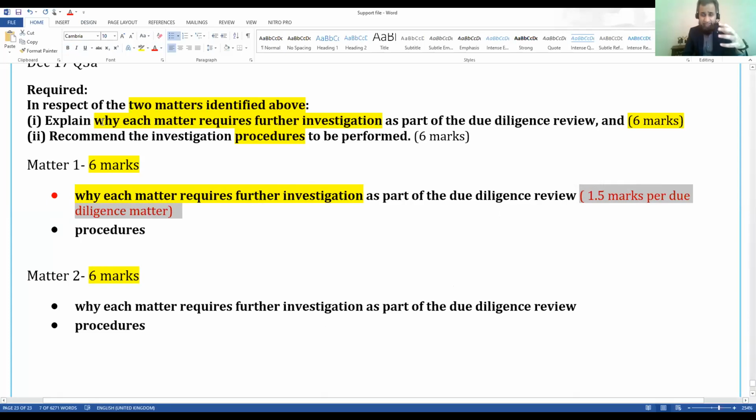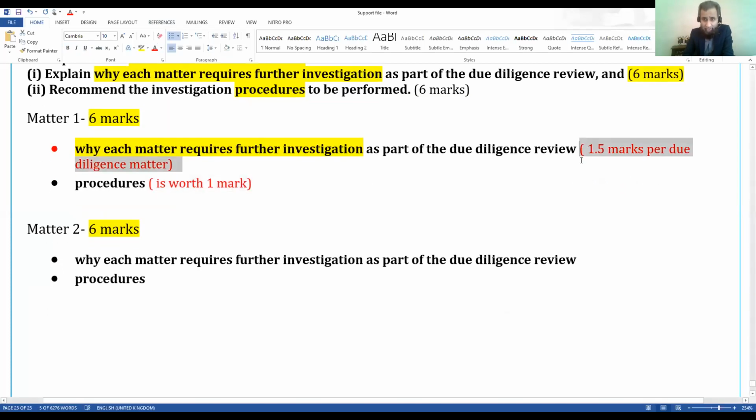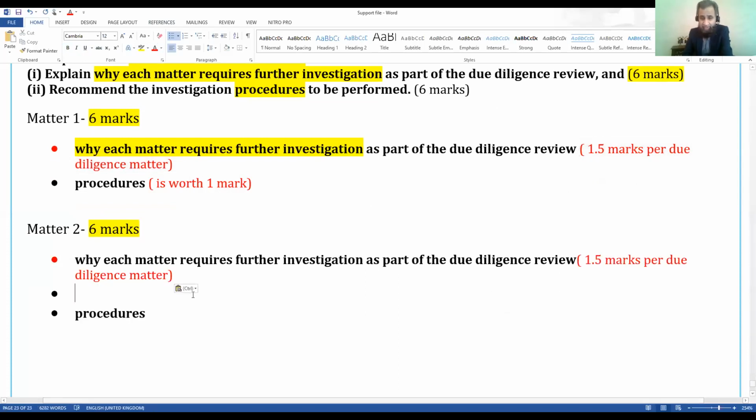Now, if you write 2 Ys, how many marks will you get in total out of 6? 3. Good. Now, every procedure is pretty simple, right? Every procedure is worth 1 mark. So for the number of procedures you write, you will gain 1 mark per procedure. Now it's up to you how many procedures and how many Ys you want to write. You can write more Ys and fewer procedures, or fewer Ys and more procedures. It's totally up to you.